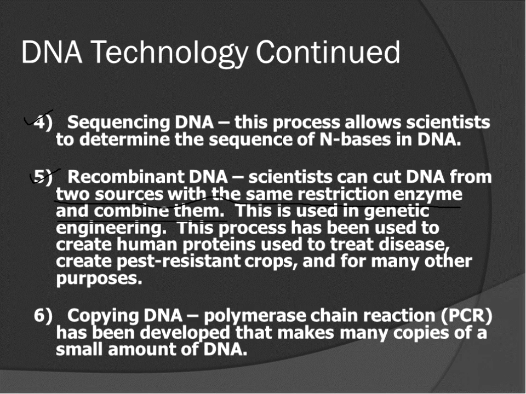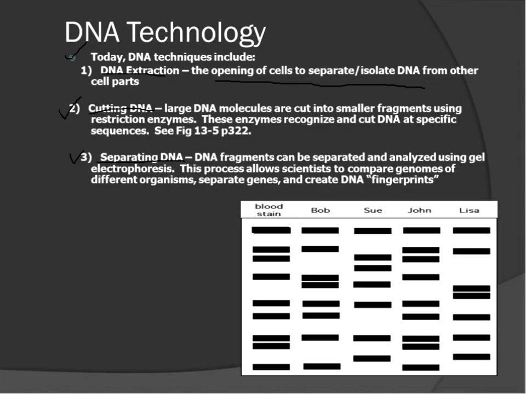And then they can cut DNA from 2 sources with the same restriction enzyme and combine them. So after they know what they have of the DNA out, then they can get pieces of other DNA and combine them together. And then they can copy them using the PCR. They can develop many copies of the same DNA.